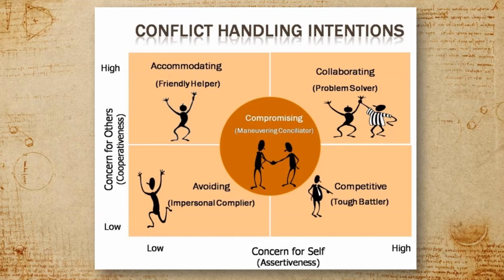Accommodating is the friendly helper, the person that is ready to cooperate and to satisfy and meet the needs of the person he is talking to, the partner in a relationship, but not thinking about himself, because assertiveness is low, but the cooperation is high. So you accommodate your thoughts, your reflections, your emotions, you accommodate to others' needs.